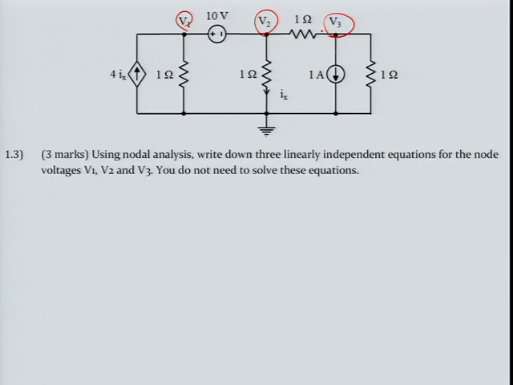V1 minus V2 equals 10. There's equation 1. Everywhere there's a voltage source we go and we immediately write down an equation. Either a node voltage equals something, or in this case, because it's between nodes 1 and 2, the difference in voltages. There is equation 1.